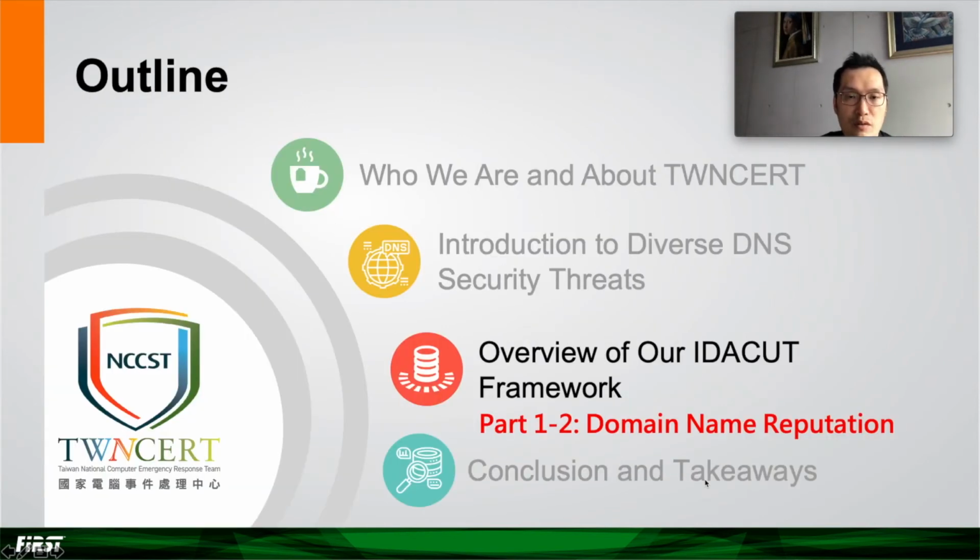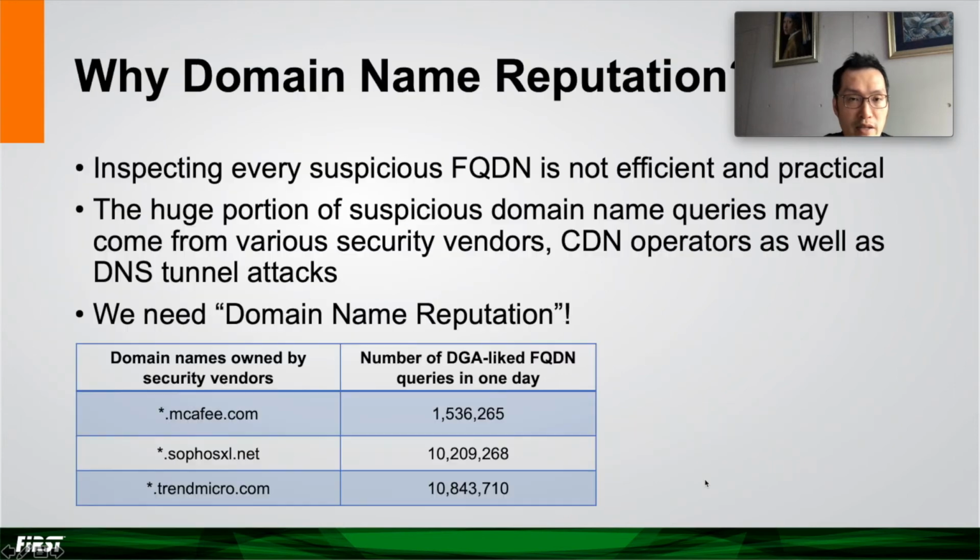Okay, then we will come to part 2. Part 2 will be the domain name reputation. The second part we will discuss is why we use domain name reputation. In the real world, inspecting every FQDN is not efficient. For example, the DNS query behaviors generated by security vendors, as the table shows, account for a very large portion of the DNS traffic. So we need a reputation mechanism for domain names.